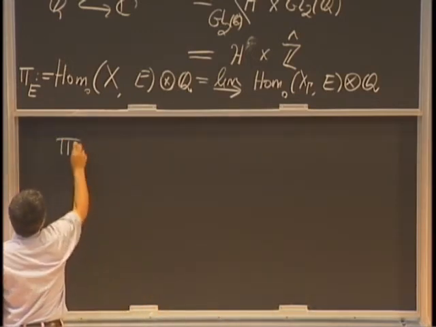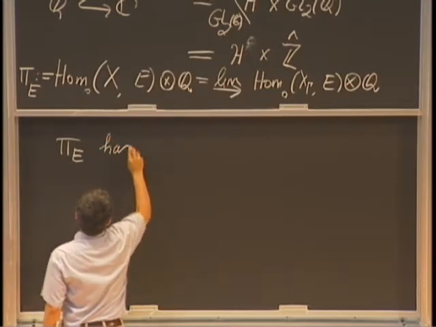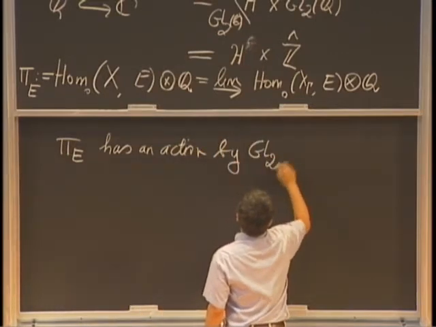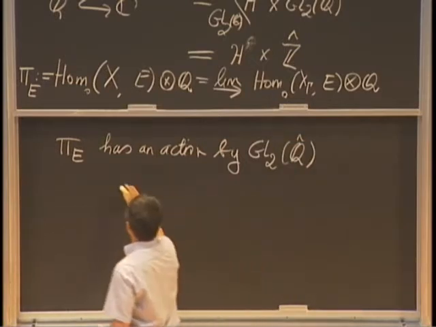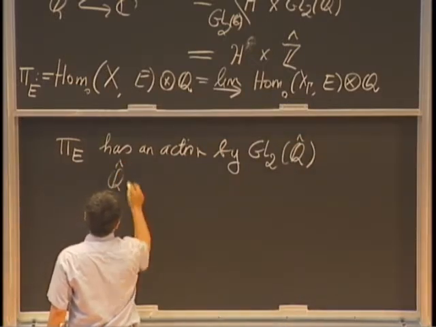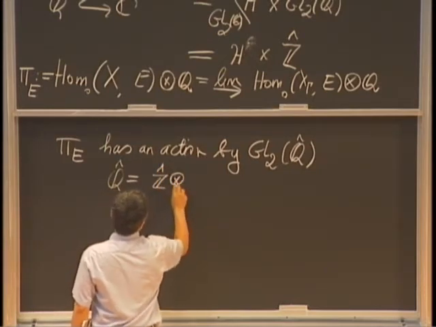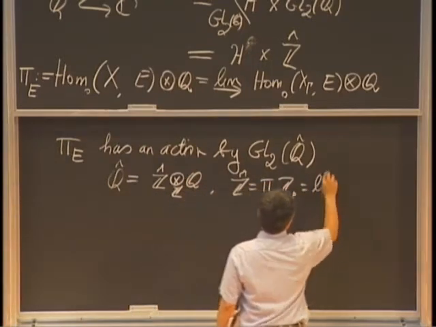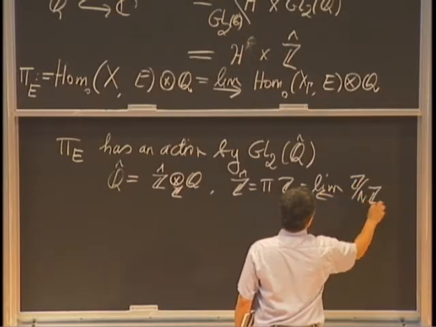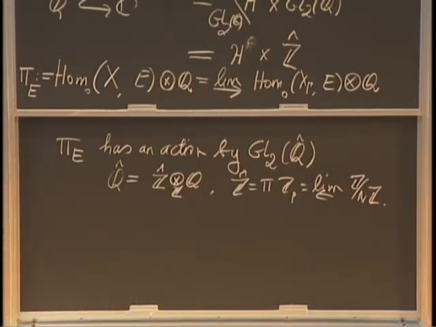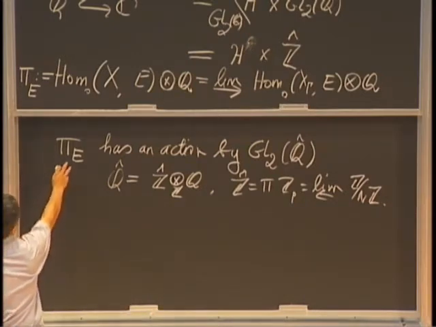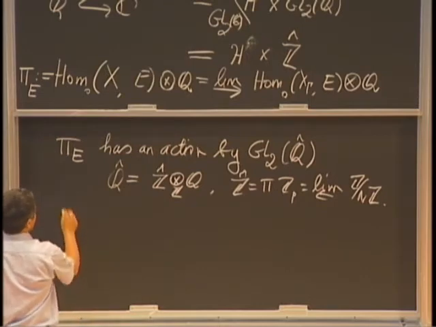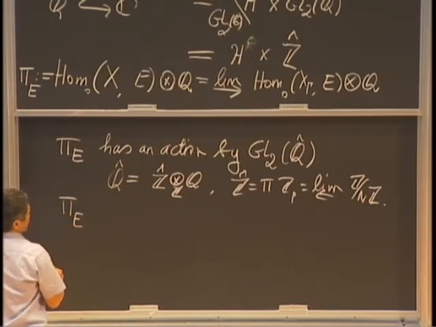So this π_E has a representation, has an action by GL2 of Q hat. I didn't define the Q hat. Q hat is a completion of a Z hat tensor Z of a Q. The Z hat is a product of Z_p. So you can consider π_E is a representation of GL2 Q hat. In fact, this representation is irreducible.